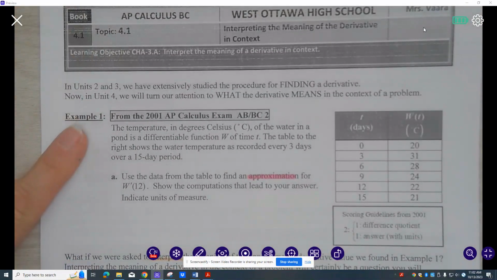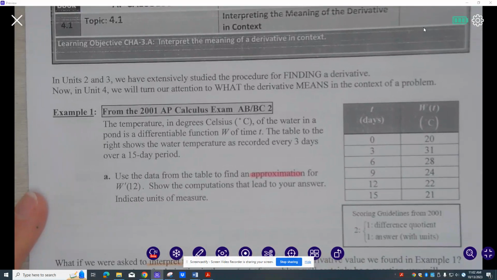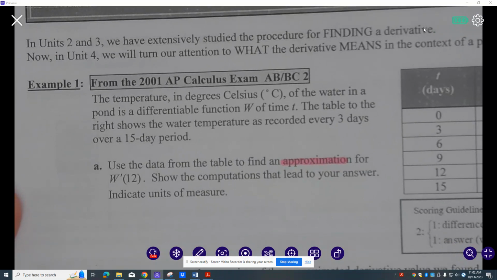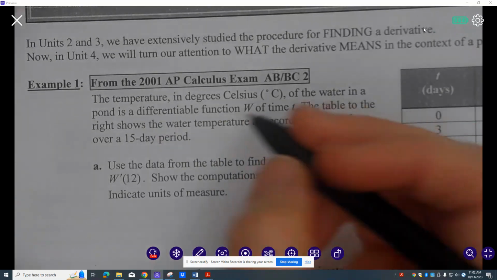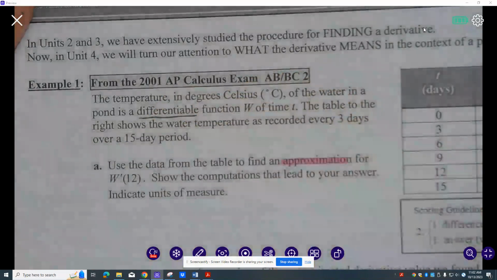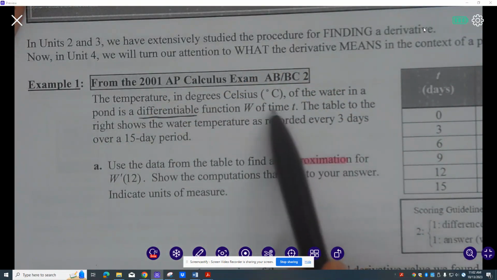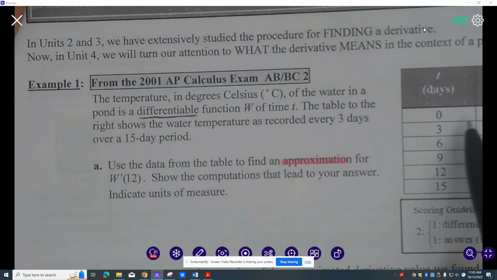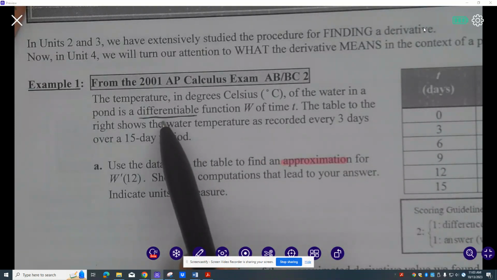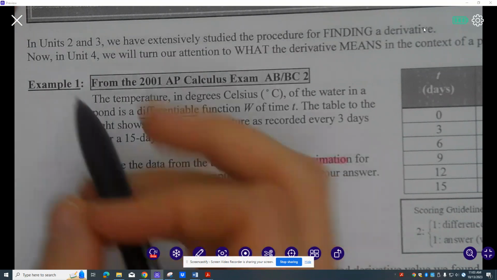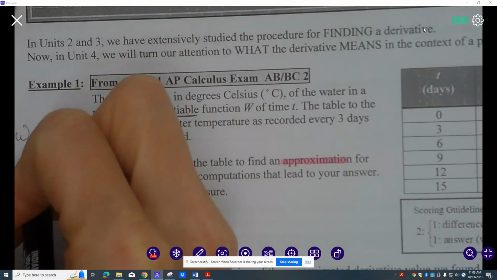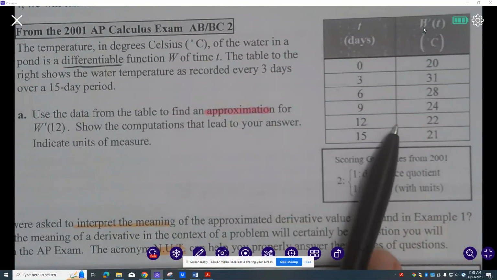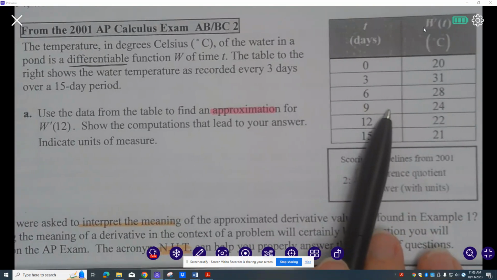So this is from a previous AP exam. I'm going to zoom in a little here. So it says the temperature of the water in Celsius in a pond is a differentiable function W of time. So you want to be looking for those keywords. Time is your input, temperature of the water is your output. The table to the right shows the temperatures as recorded every 3 days over a 15-day period. Remember, if they tell you a function is differentiable, then you know that it is also continuous. So even though we only have certain points here, we know between there it is continuous.